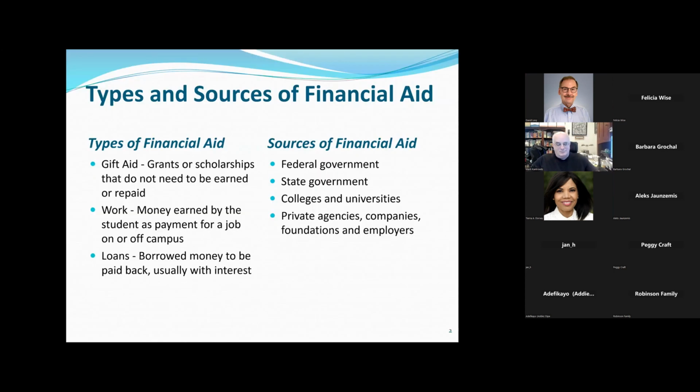So we want to start by talking about the types and sources of financial aid. There are three major types of financial aid: gift aid, student employment, and student loans. Gift aid is money that does not need to be earned nor repaid, such as grants and scholarships. Grants are usually based on the student's financial need. Scholarships are generally based on talent and/or merit, such as academic, artistic, or athletic talent. Student employment programs, such as federal work-study, provide opportunities for students to earn money to help pay for school expenses.